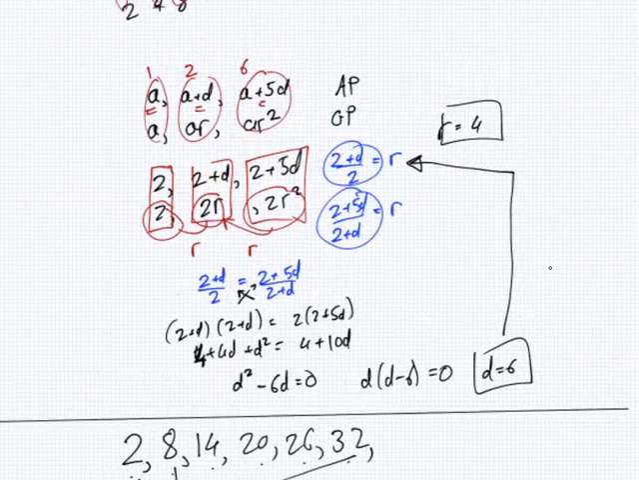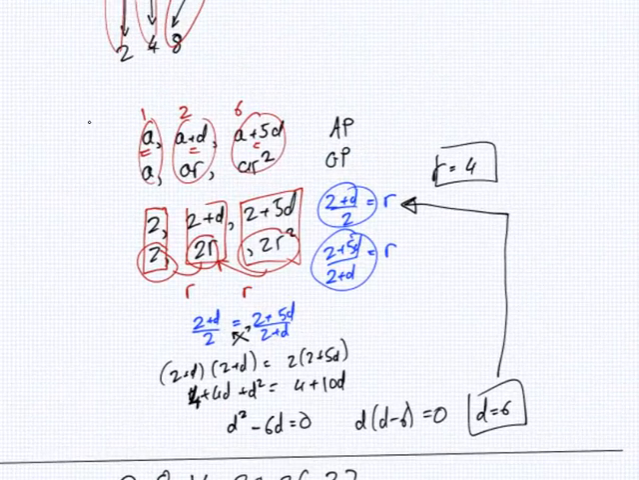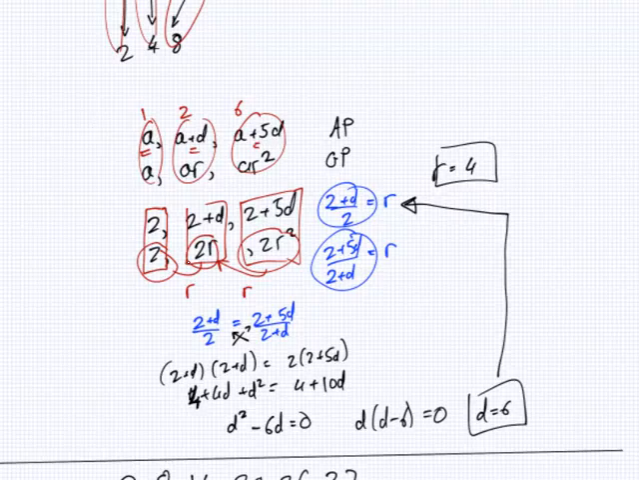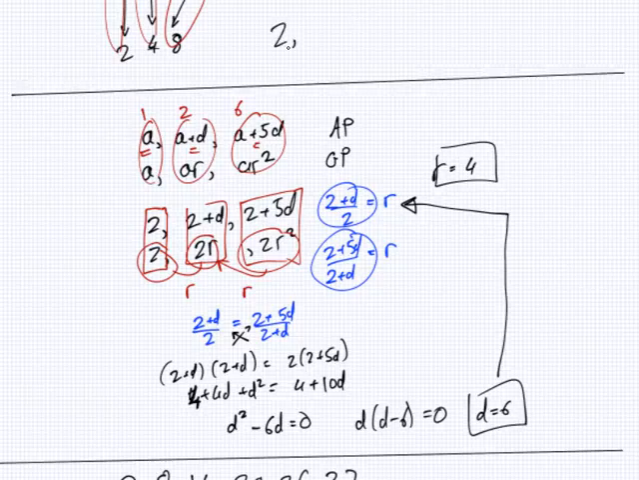Okay, please write this one down. About d equals 0. What about d equals 0? If d equals 0, what sequence do you get? What's the first term? 1. No, 2. And then you get 2.